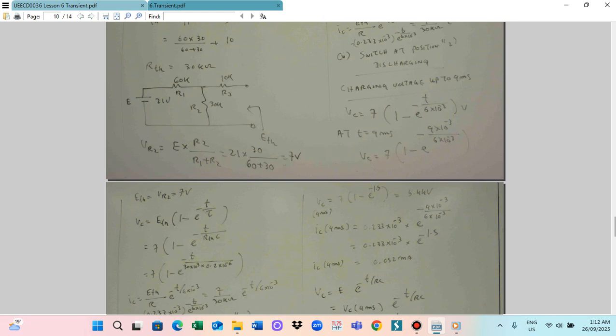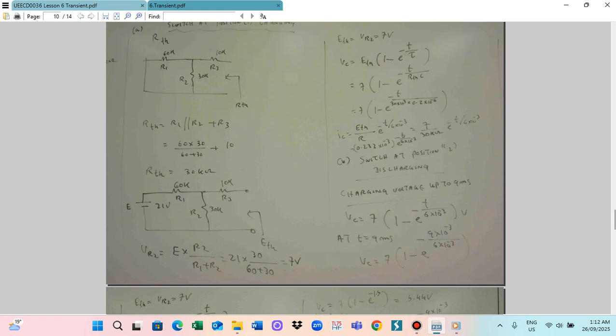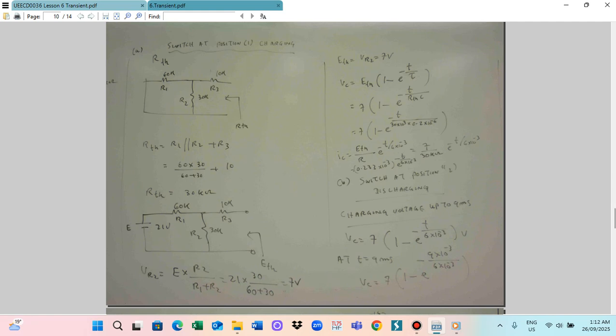Charging body up to 9 milliseconds, you need to calculate. The VC formula is E into 1 minus e power minus T by tau. In this formula, you have to substitute the 9 milliseconds.